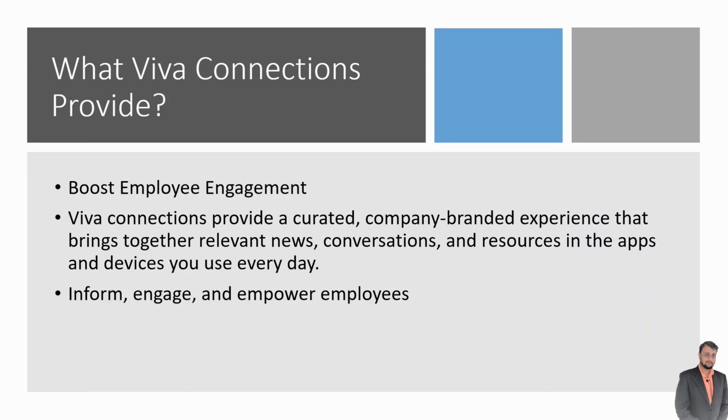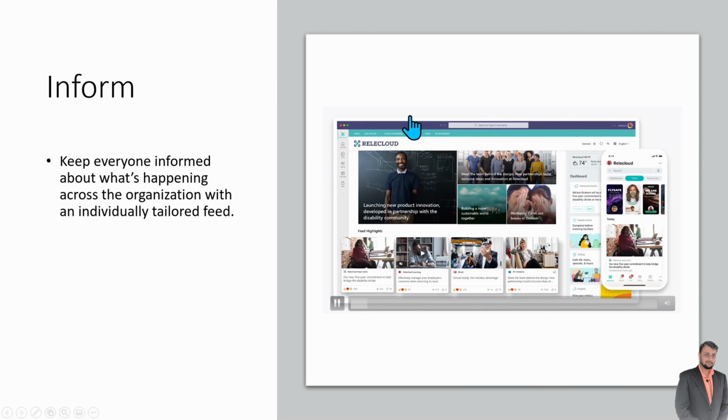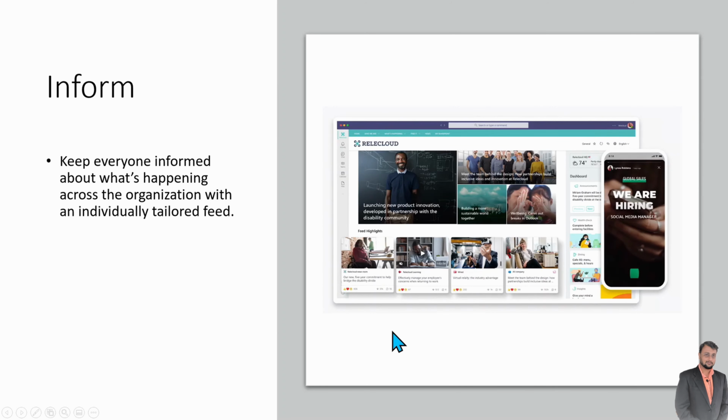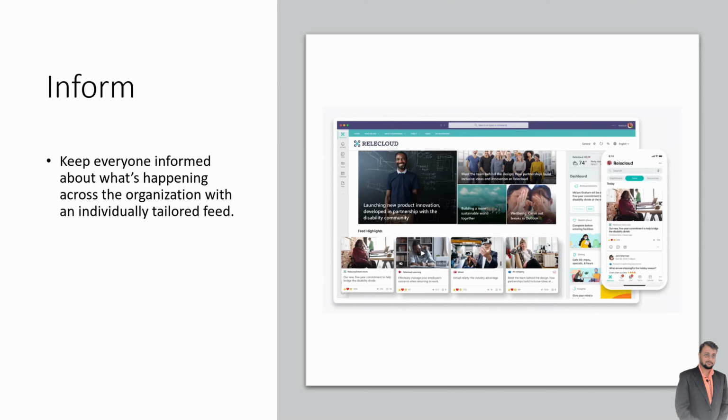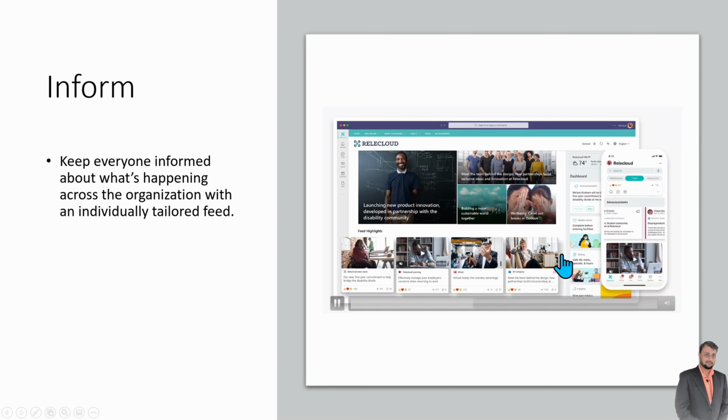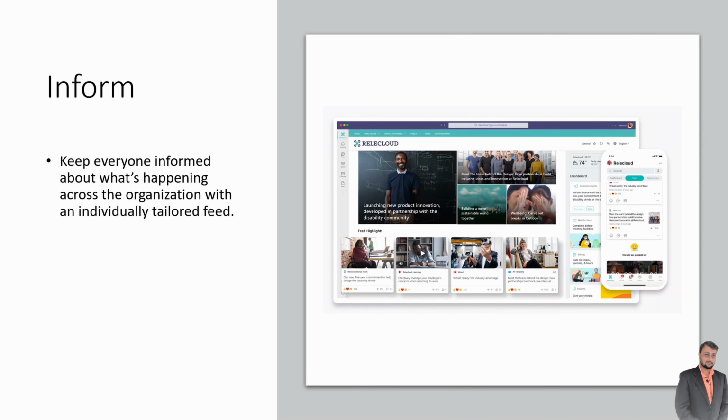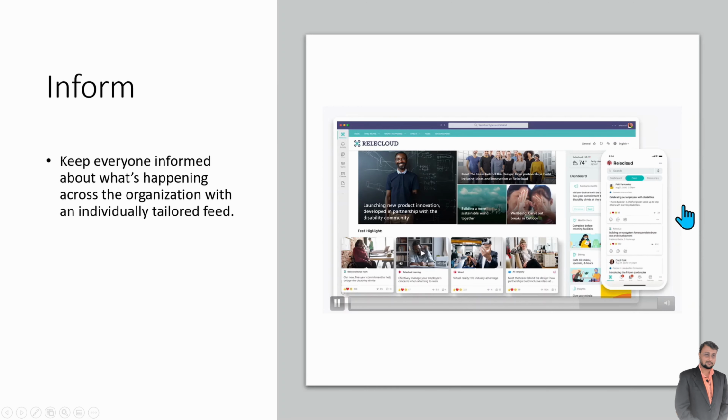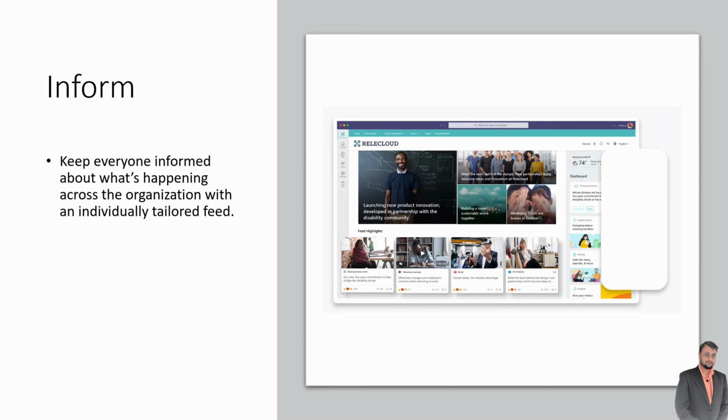Now, let's see how. On my screen you can see a screenshot of Viva Connections. Viva Connections keeps everyone informed about what's happening across the organization by providing an individual and tailored feed. This is responsive in nature, providing curated and company-branded experiences for your mobile devices as well as your desktop devices. And for mobile and desktop, you don't need to create anything separate. Everything comes as a single site with different settings available.